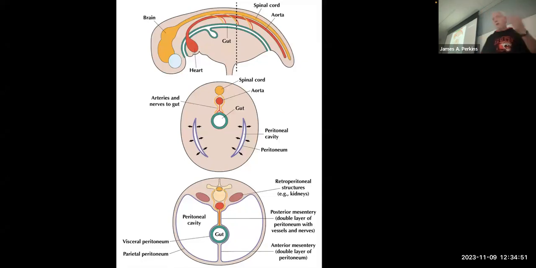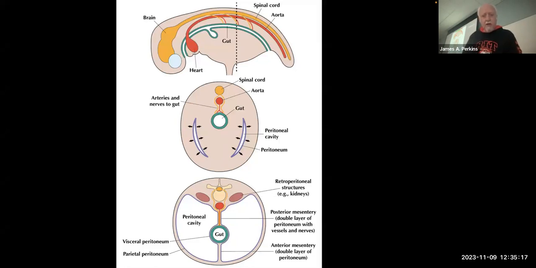And it's formed from these two layers of peritoneum from the left and right peritoneal cavities. And then we see the same thing anteriorly, that the two layers of peritoneum have come together to form an anterior mesentery that is anchoring the gut tube to the inside of the anterior abdominal wall.